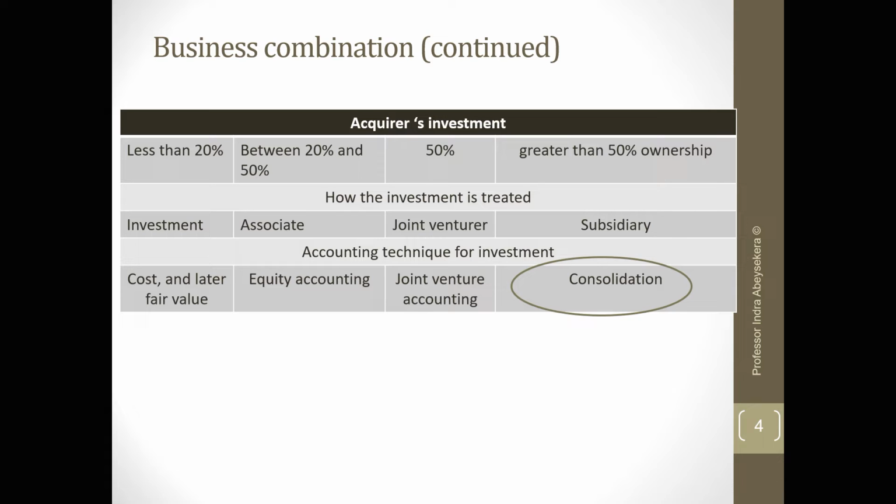the acquirer's investment is such that he gains control over the subsidiary's operating and financial decisions. It could be achieved with greater than 50% ownership, but it's not necessary to have 50% ownership, could be even less. And in such instances, we apply a method called consolidation to find the acquirer's value of investment in the subsidiary.